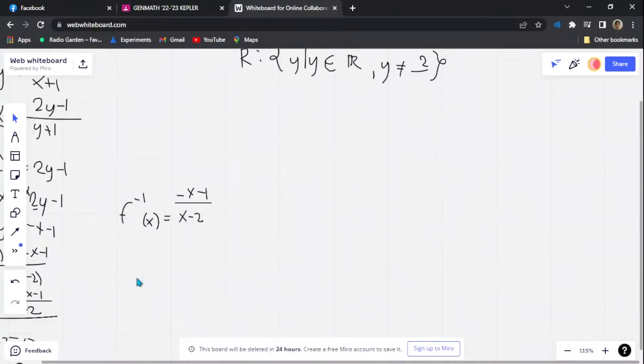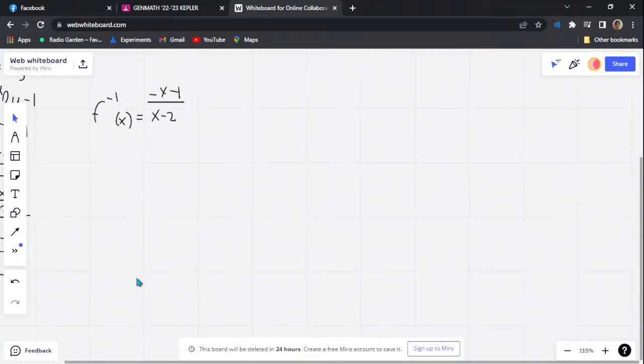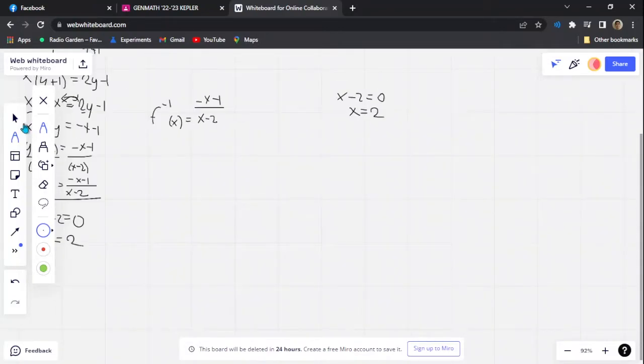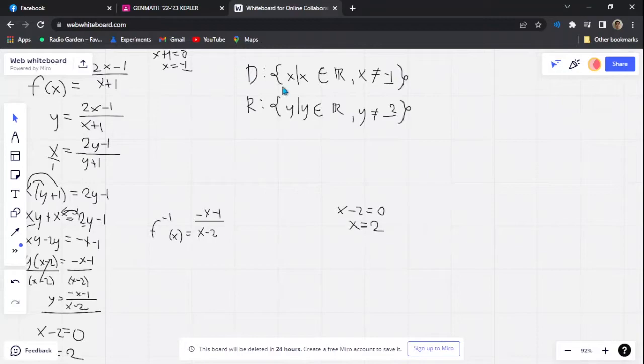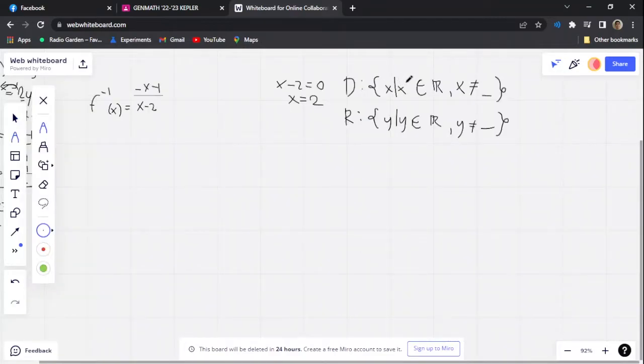So, to check kung ingon ani ba gyud siya, we need to solve for our domain and for our range. So, in finding our domain, we just look at our denominator and then equate it to 0. So, x minus 2 is equal to 0 and then x is equal to positive 2. So, ang atong domain kay set of all x such that x is an element of all real numbers wherein x is not equal to positive 2.